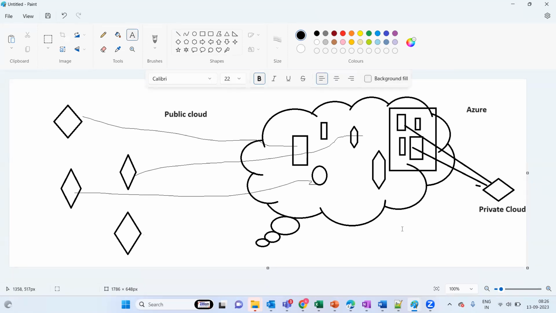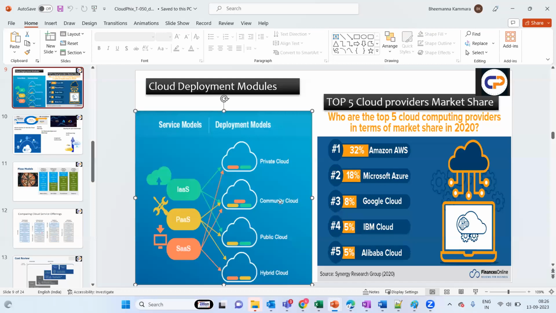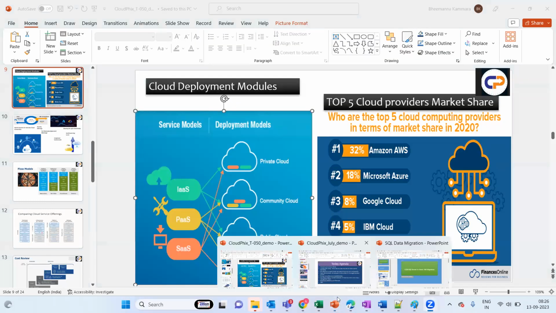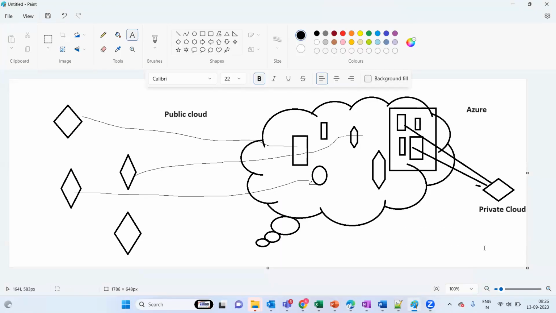Okay, so the community cloud. The best example is, okay, you have an SBI account with you, but you are going to withdraw the amount at a different bank, HDFC, ICICI, wherever you wish. So how is that going to happen?